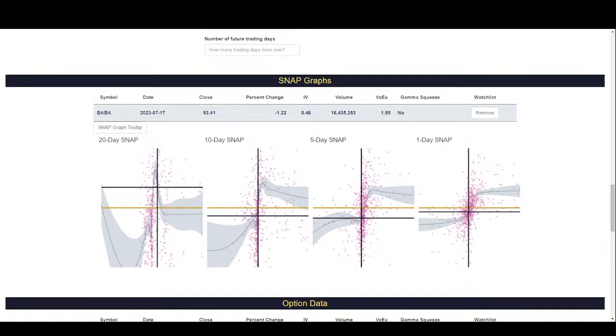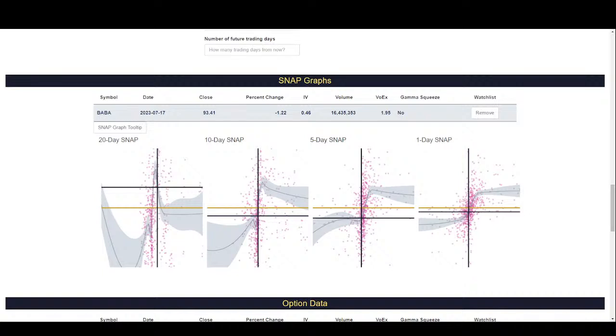The 10-day snap graphs were correct 75% of the time. The 5-day snap graphs were correct 76% of the time. And the 1-day snap graphs were correct 68% of the time. The closer snap graphs are more reactive, so they have less chance of being correct, but still well over 60%. And if you're hitting over 60% in trading, you're going to have a nice growing portfolio.